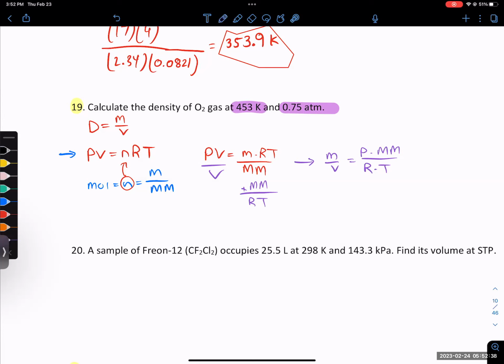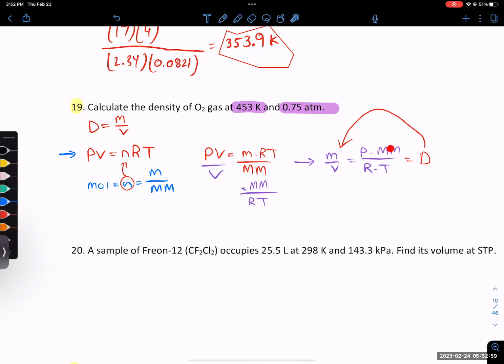Look at this. M over V is density. So this is equal to density. D equals m over V, which is equal to P times the molar mass over RT. Guess what that gives us?